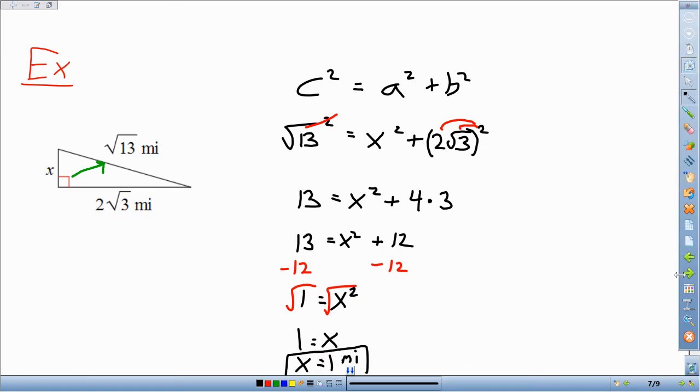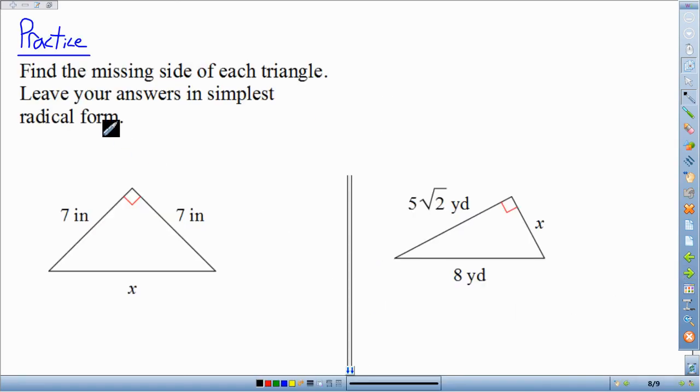Now I'm going to have you go ahead and try a couple of these on your own, same directions. Try these out, and then we'll go over them. Go ahead.